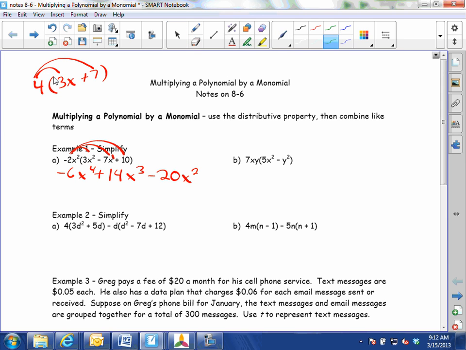Alright, let's look at B. If we're going to distribute twice, what's our first term? 35x. And so the third y. Good. And then minus 7x.